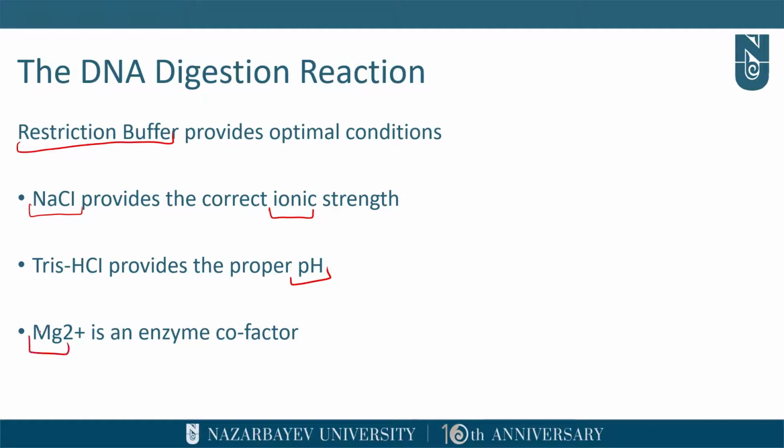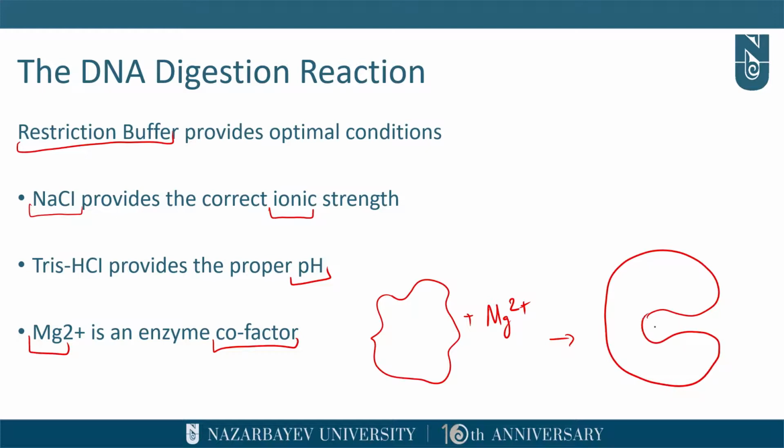And the magnesium in this case, so the ion of magnesium, is the cofactor of the enzyme. Without magnesium, the enzyme will not get the shape that is required for the restriction function. So let's say that without magnesium it looks like that, but if we add the ion of magnesium, it will change the conformation, and now it can actually cut the DNA at the restriction sites.